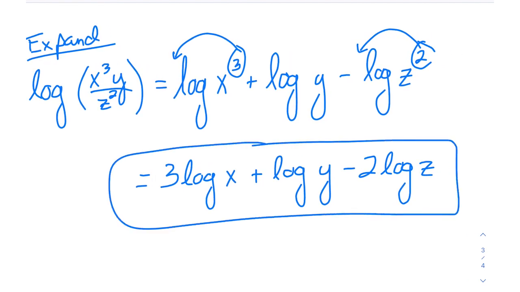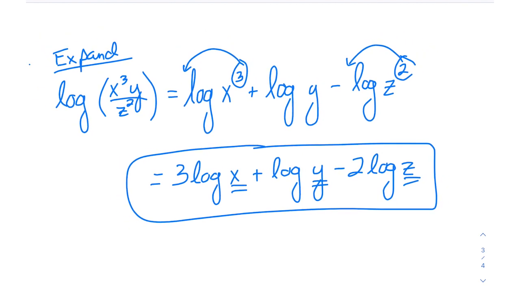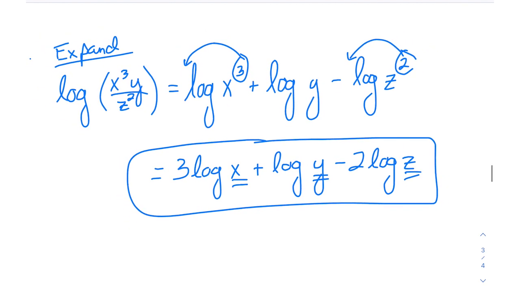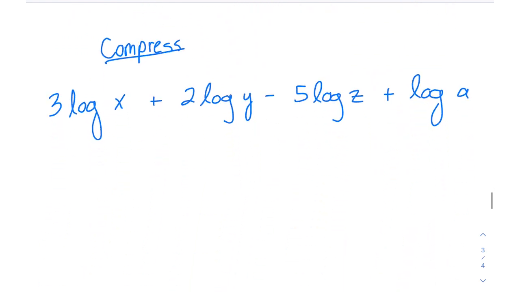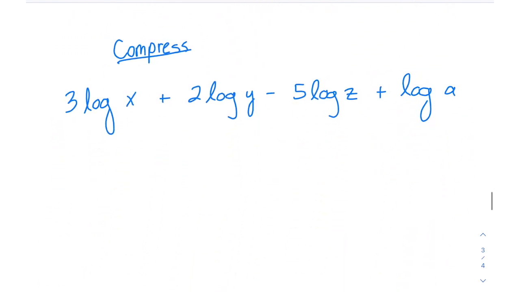We only have log functions of individual terms inside each log function, so we know that this is full expansion of that original expression given. Now let's take a look at a question where we have to compress a log function. So for compression, whenever you have to compress or condense your log functions into one, you're basically going to take those same rules and you're going to go in the reverse direction.